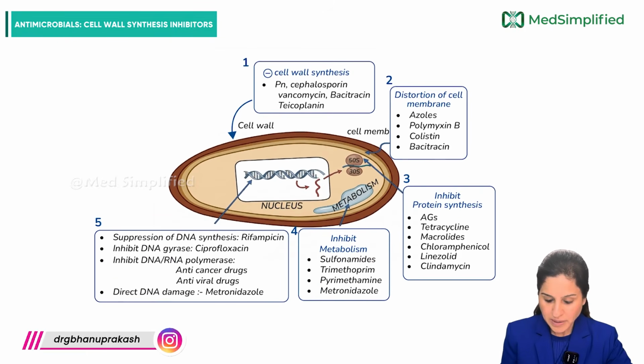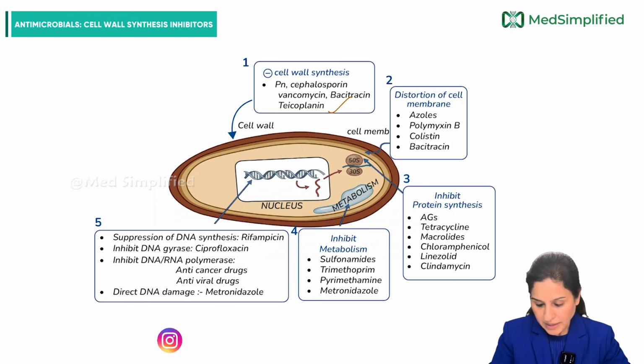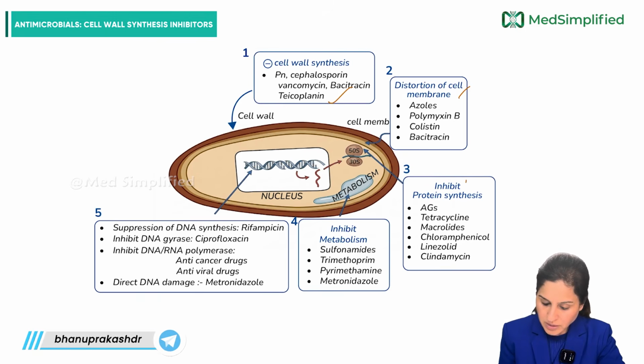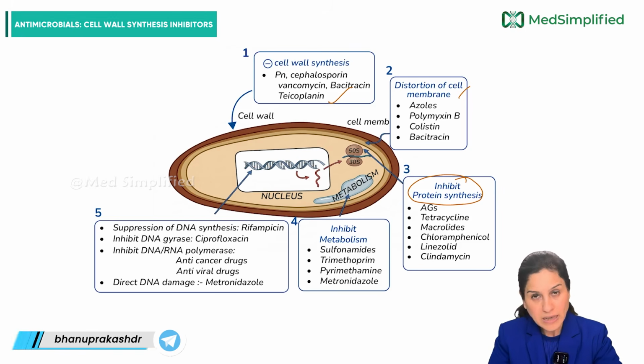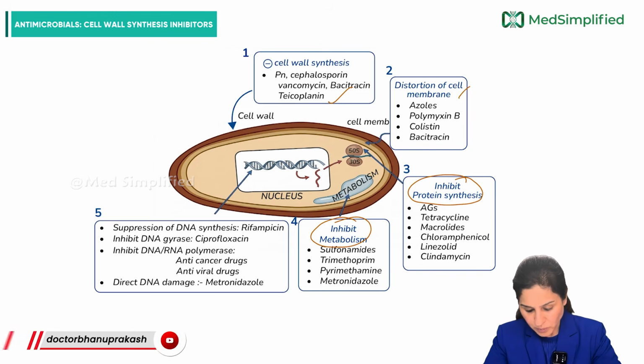The first group are the ones which inhibit the cell wall synthesis. So we have the penicillins, cephalosporins, vancomycin, bacitracin, and teicoplanin. Then the ones which target the cell membrane: azoles, polymyxin B, colistin, bacitracin. Third, the ones which target protein synthesis: aminoglycosides, tetracyclines, macrolides, chloramphenicol, linezolid, clindamycin. Then the ones which inhibit metabolism, like sulfonamides, trimethoprim, pyrimethamine, and metronidazole.